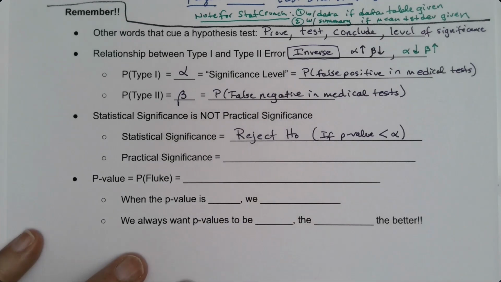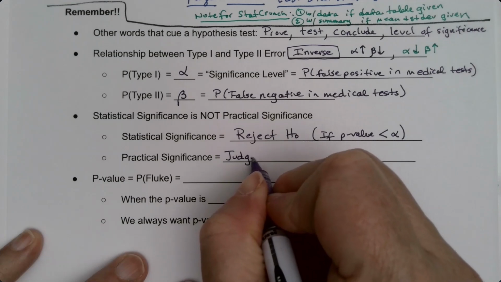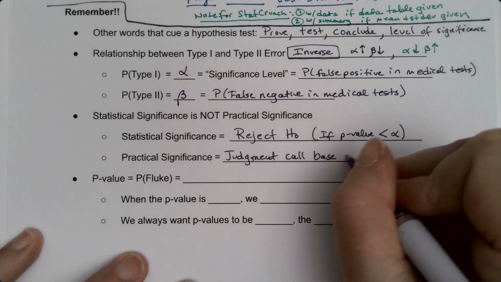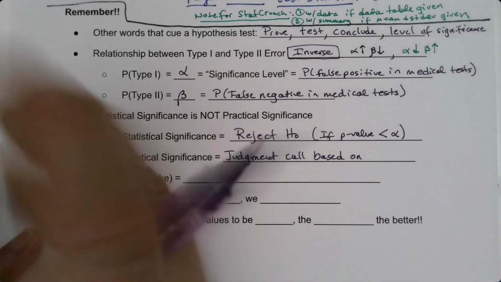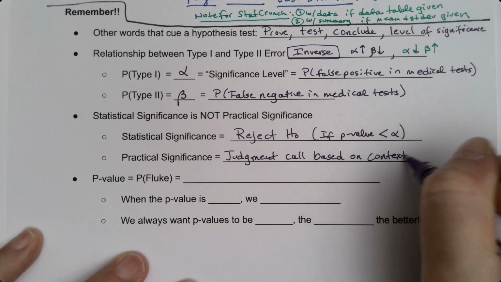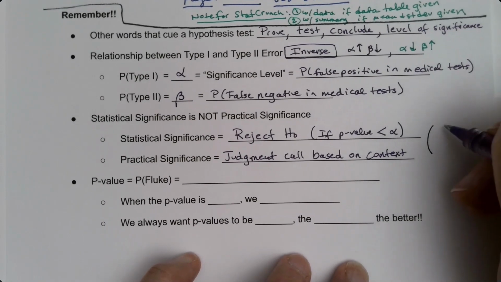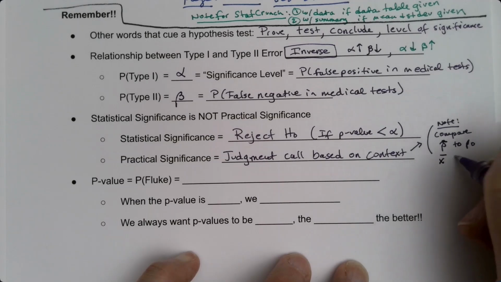Now, practical significance is different. Practical significance is a judgment call based on context. And so what you kind of have to do is look at the problem and compare your p hat to your p0, or x bar to mu 0.